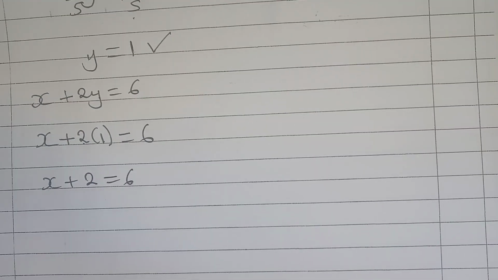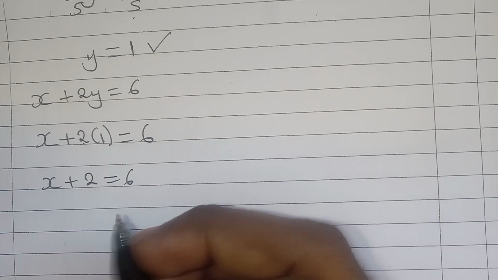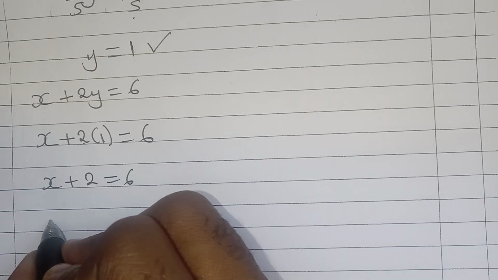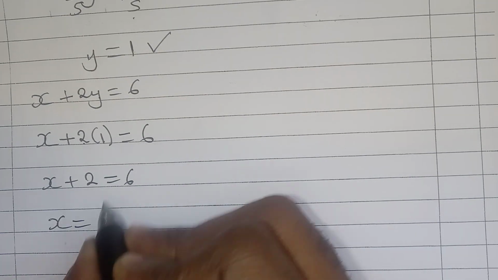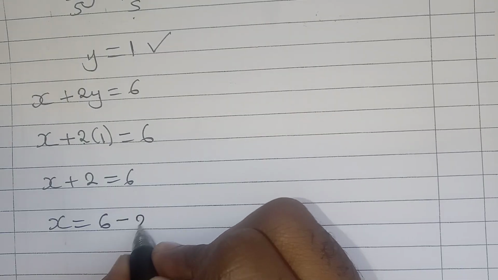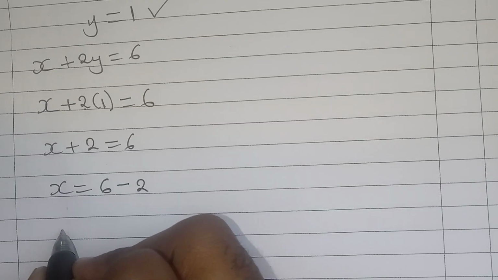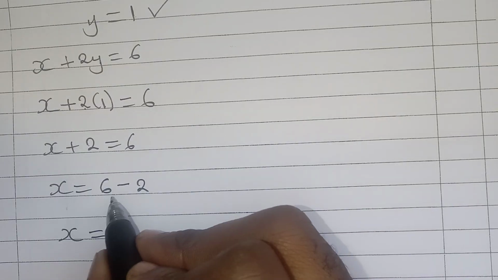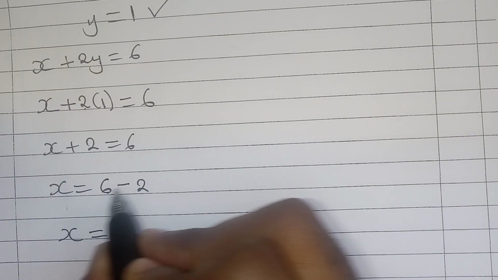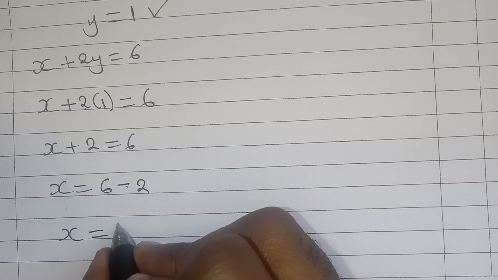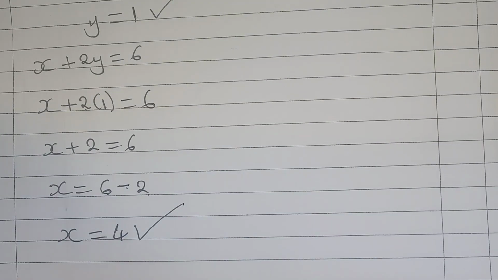And then to solve for x, you can just collect the like terms as usual. So you can say 6, you take this one to the other side, you have a 2, and then you have x is the same as 6 minus 2, which is 4. And you're done.